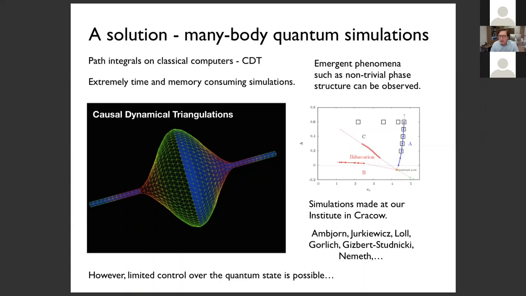However, this approach is based on path integrals, the Feynman integrals, and the Feynman integrals can be, perhaps you know, related to statistical physics, and then you can explore the quantum fluctuations around the classical trajectories by applying Monte Carlo computer simulations, which are extremely time consuming and require a lot of memory to store the configurations. However, you can do some progress.